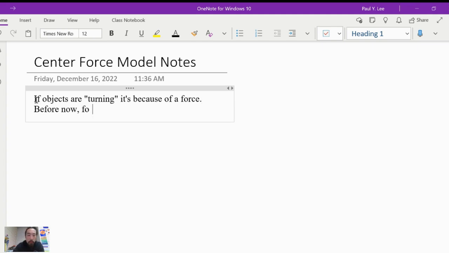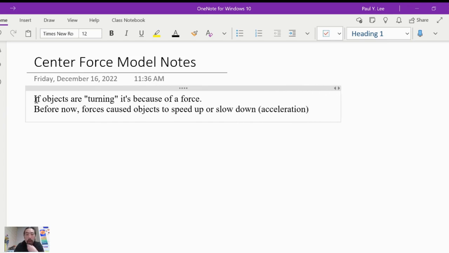Before now, forces caused objects to speed up or slow down. Remember, speed up or slow down, this is acceleration. Okay. That'll pop up later. But now we're going to add to that definition. Okay. But for this unit, the forces will cause objects to turn. Okay, so that's a big idea there. The reason why objects are turning is because there has to be a force.